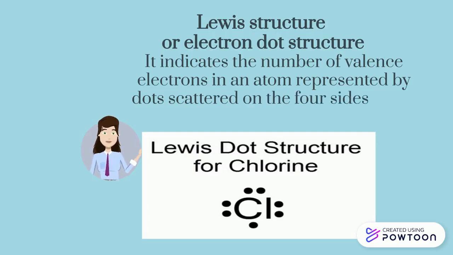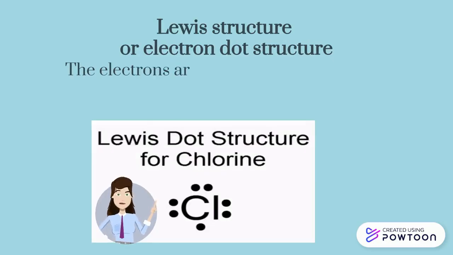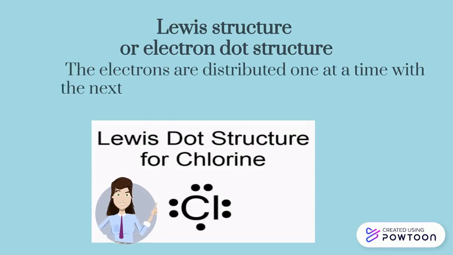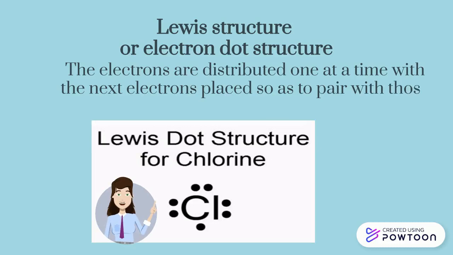It indicates the number of valence electrons in an atom, represented by dots scattered on the four sides of the atomic symbol. In the Lewis structure or electron dot structure, the electrons are distributed one at a time, with the next electrons placed so as to pair with those written earlier.